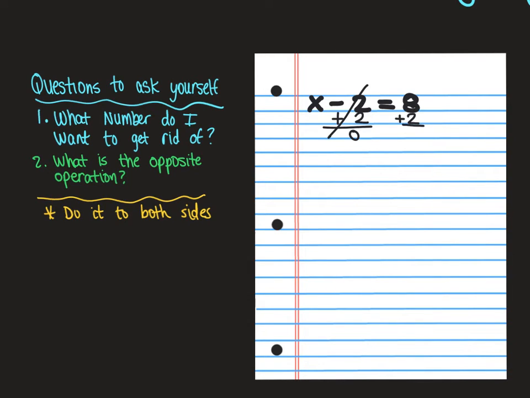Then you come over to the other side. 8 plus 2 is 10. I like to skip a line, and I write my final answer, X equals 10.